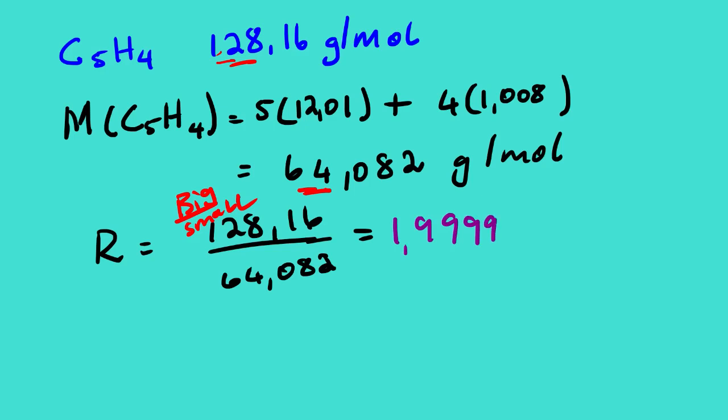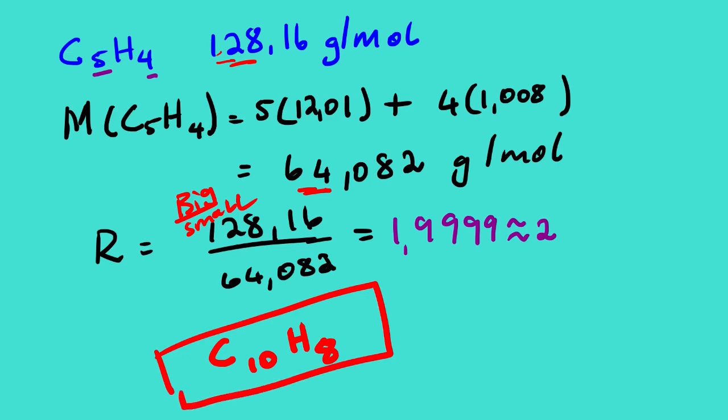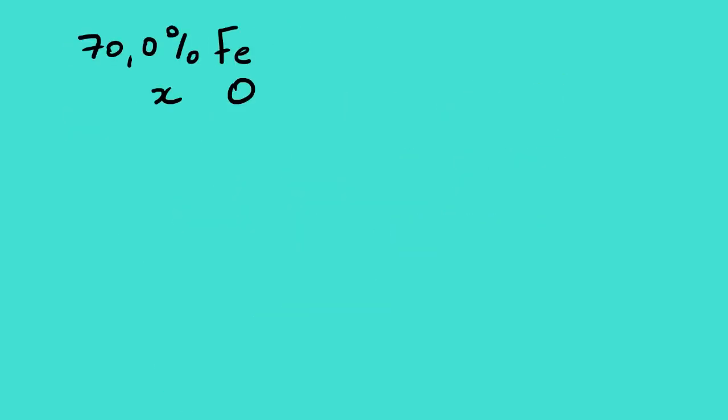We still get 1.9999, which is 2. So multiplying this by 2, we are going to get C10H8. This will be the molecular formula.